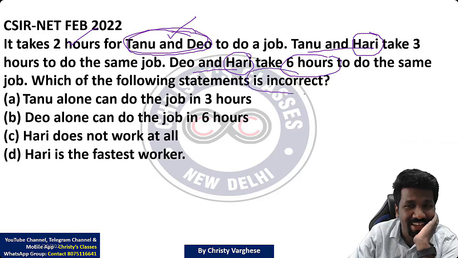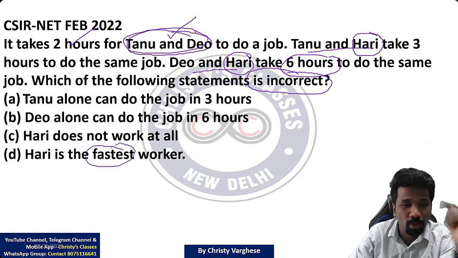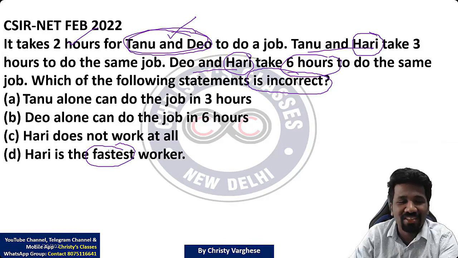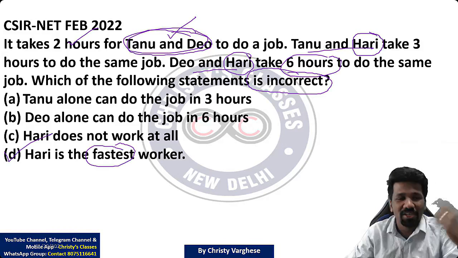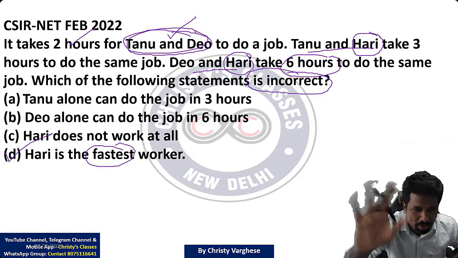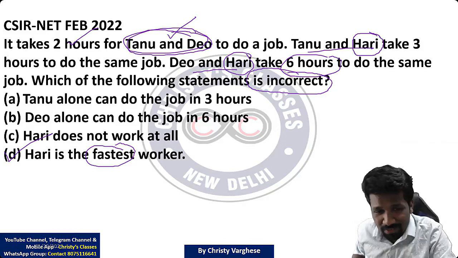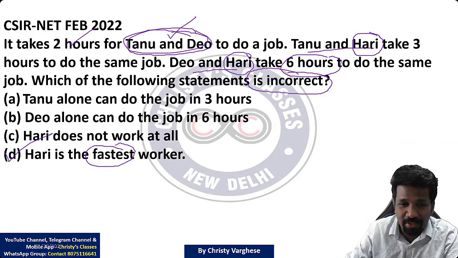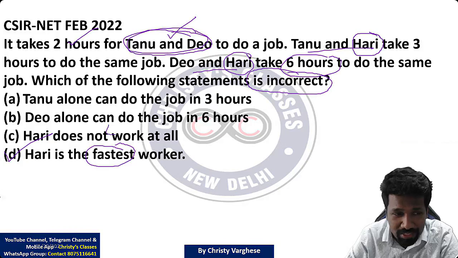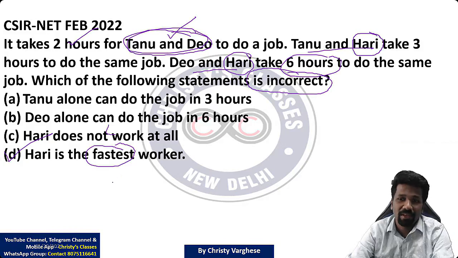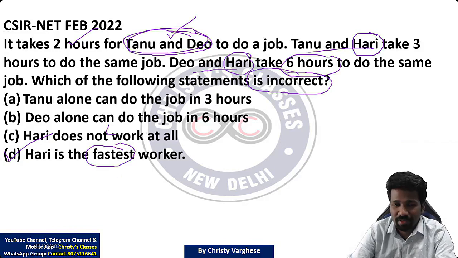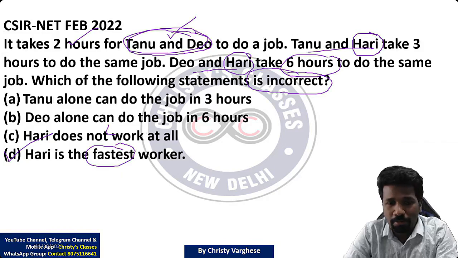Read the question carefully, an incorrect statement is asked. So Hari is the fastest worker, meaning most efficient person? No, Hari is the least efficient person. So clearly option D is the answer. Other options you don't have to check even, because when you see Hari is the fastest worker itself you can understand this is incorrect. Incorrect is asked, therefore option D is the answer. Due to lack of time, other options you can try yourself.